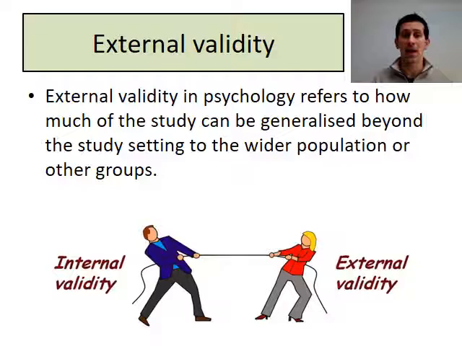External validity, on the other hand, refers to whether we can generalize the findings beyond the study setting or to wider populations or other groups. Okay, so internal validity is usually to do with inside the experiment. External validity is whether you can generalize the findings externally from your study.